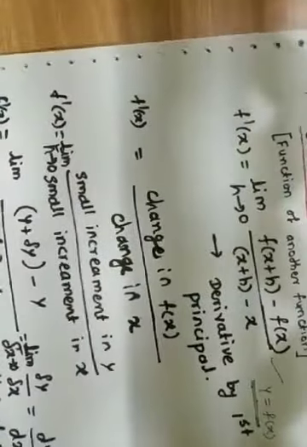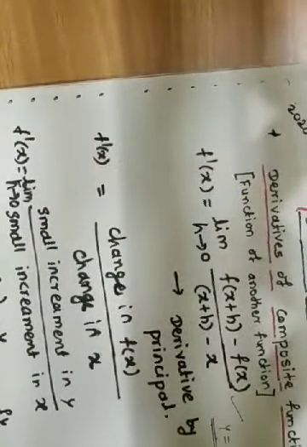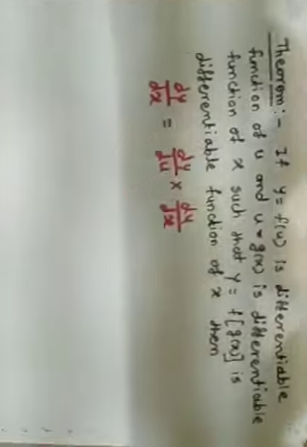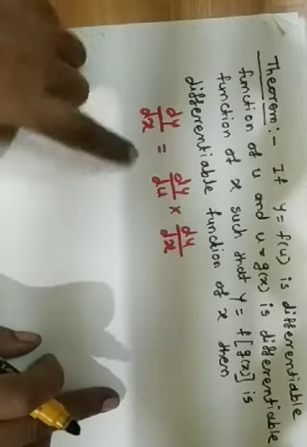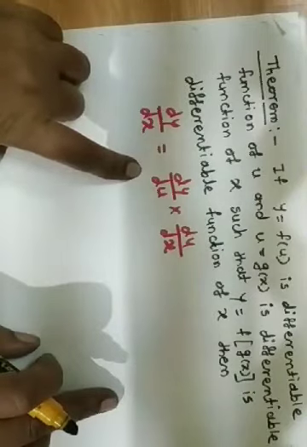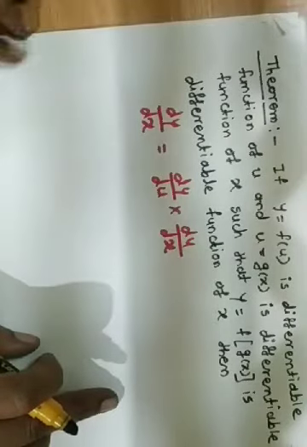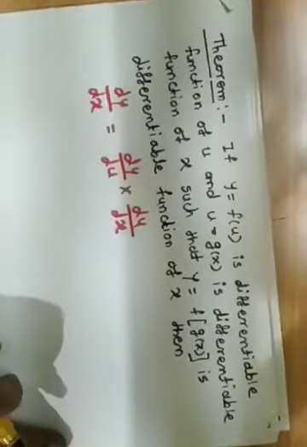What is the theorem of the composite functions? We also know it as the chain rule. We have earlier seen this rule, that is dy by dx is equal to dy by du into du by dx. Okay, this is the statement of the theorem.